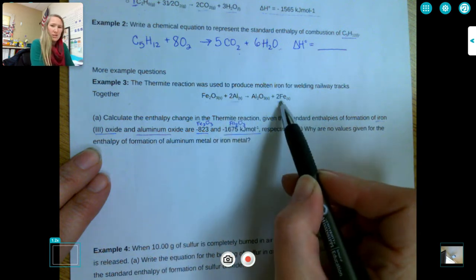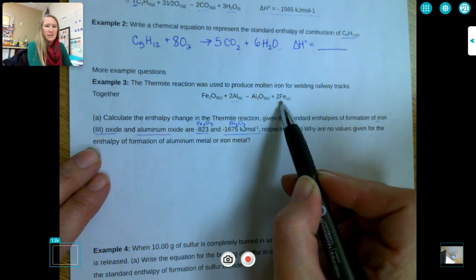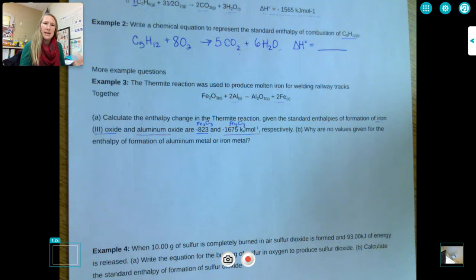Well, these are in their standard state. And so in their standard state, they just exist. It doesn't take energy to make them. So there's no enthalpy of formation for them. They're just 0 because they exist.